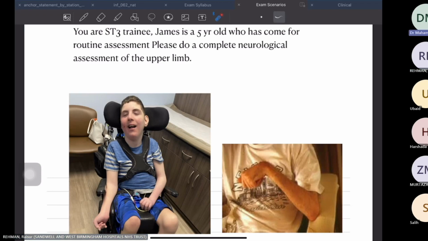Okay, so I will put my hand on the back of the hand, and I will give the command to the child to push my hand. The child is not able to do that. Then I will check the forearm power. How will you check that?